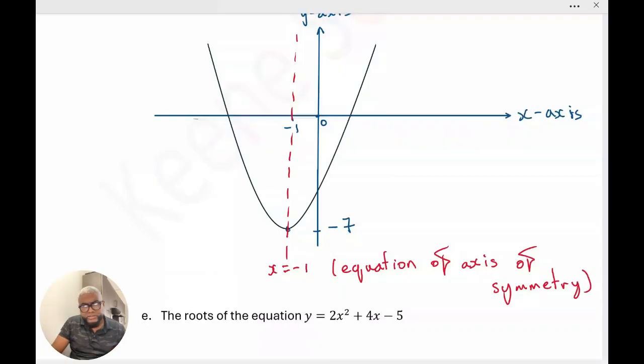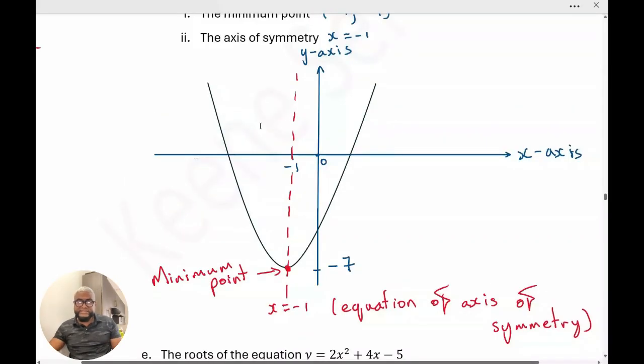Right. So this, I put in a dot here. This dot here was my minimum point. Right? That's all the things that CSEC asked us to show on this sketch.